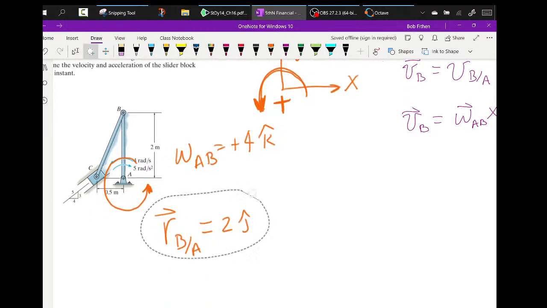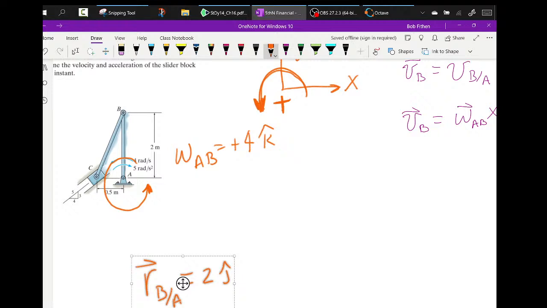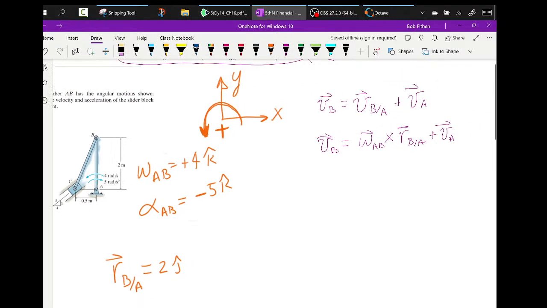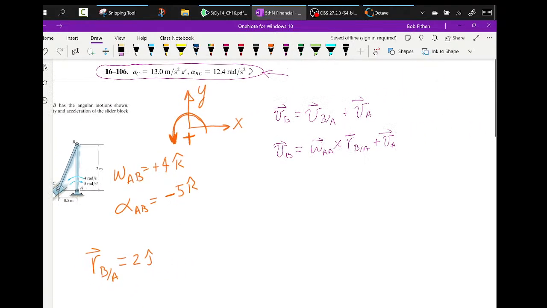This also tells us that alpha AB is equal to minus 5K. So in other words, I turn these directions into coordinate vectors that point either straight at you or straight away from you. Now I can keep going. So I'll go back to my purple pen.